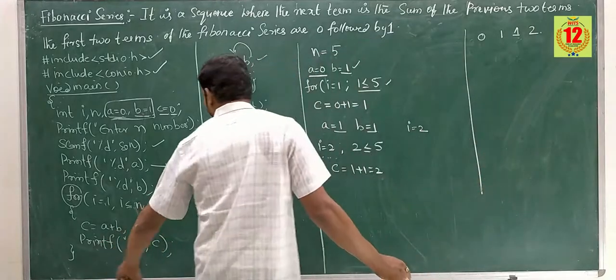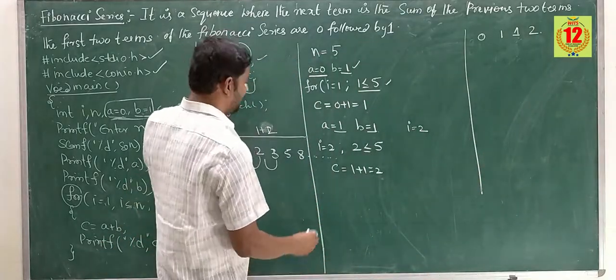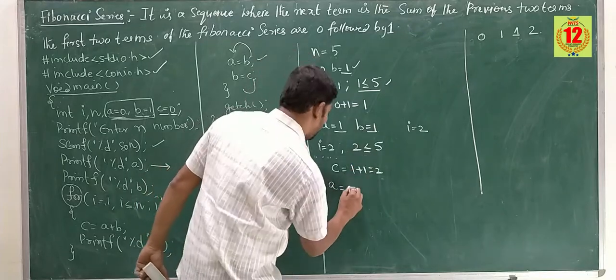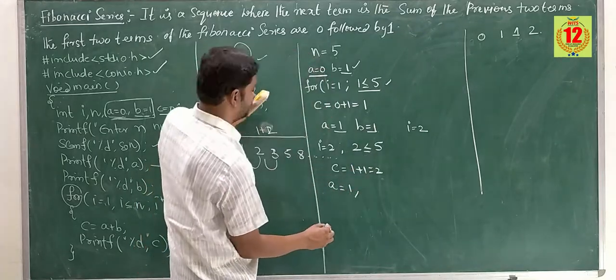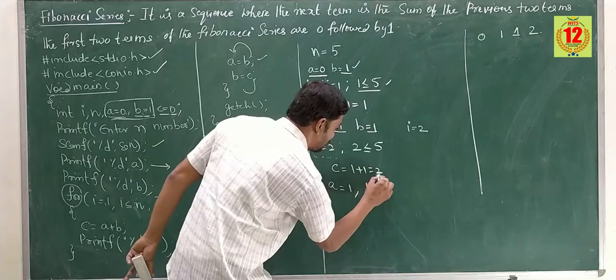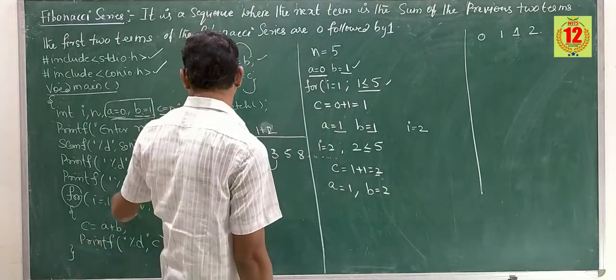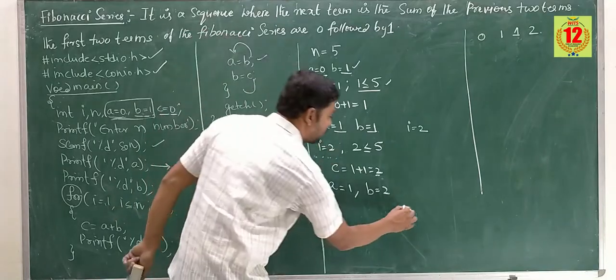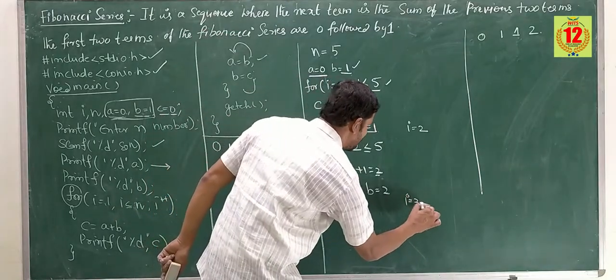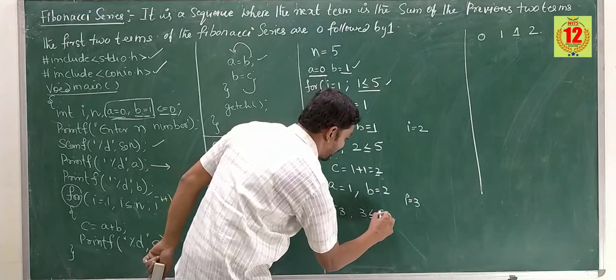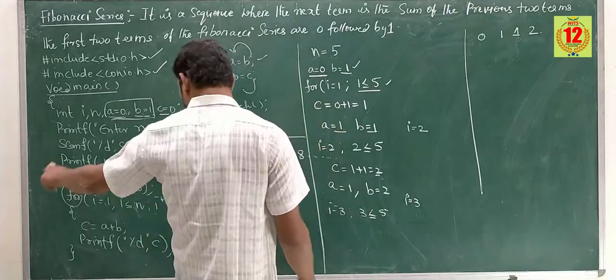Okay, next go to the values, a is equal to b, whatever the b value is 1. Next, b is equal to c, here c value is 2. Now increment i. So 2 incremented, i is equal to 3. So i is equal to 3. 3 less than or equal to 5, the condition is true. Then enter into the loop.